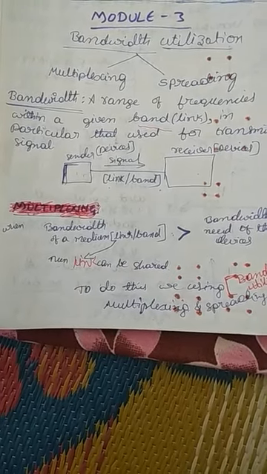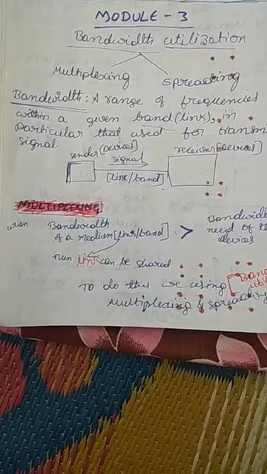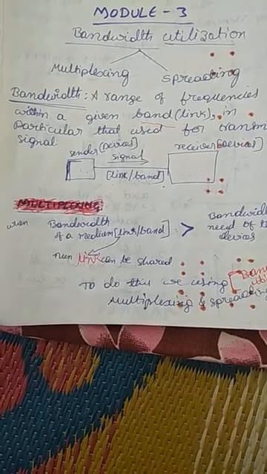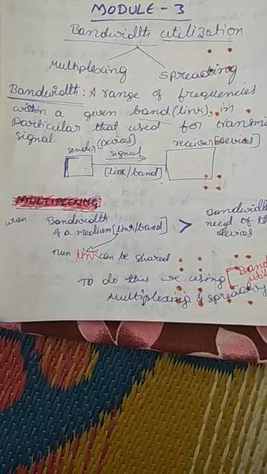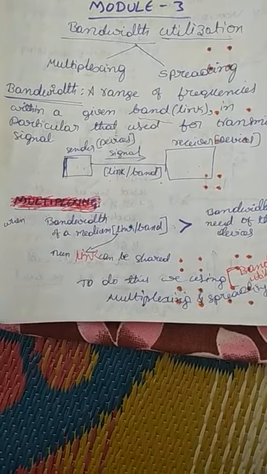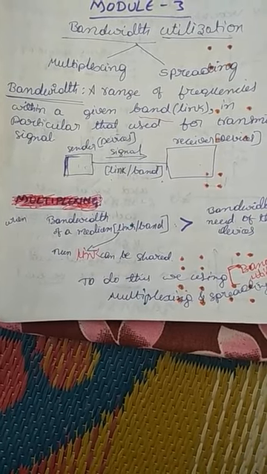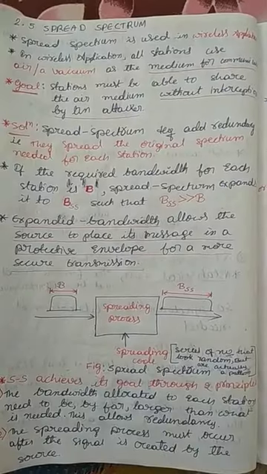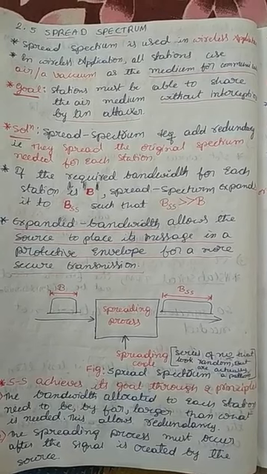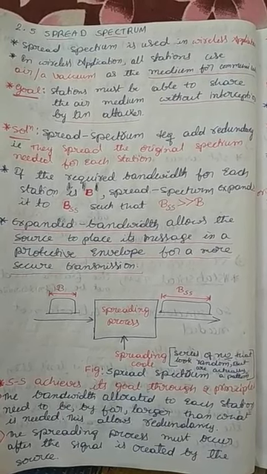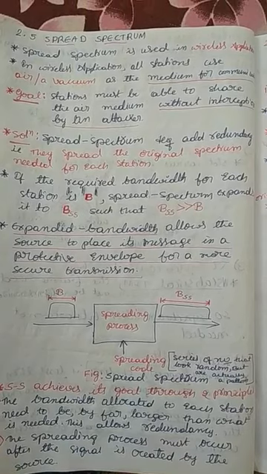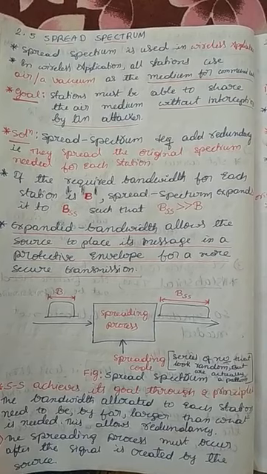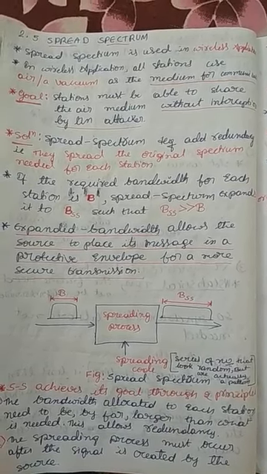In the last two videos, I briefly explained multiplexing. It is a type of bandwidth utilization. In this video, I am going to explain spreading, the other type of bandwidth utilization. Now, we will explain spread spectrum. We use spread spectrum in wireless applications.